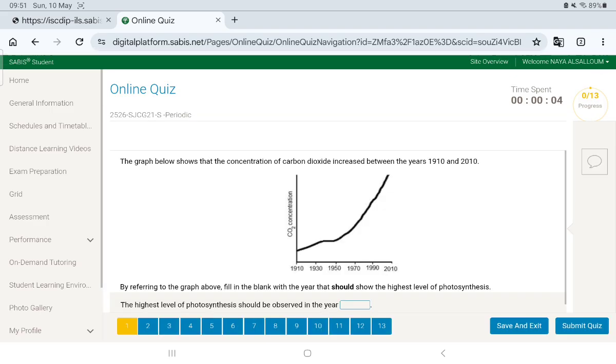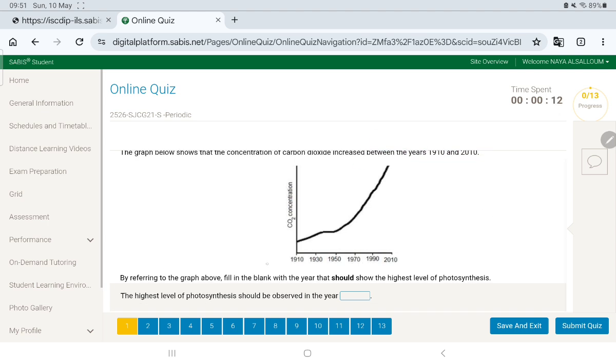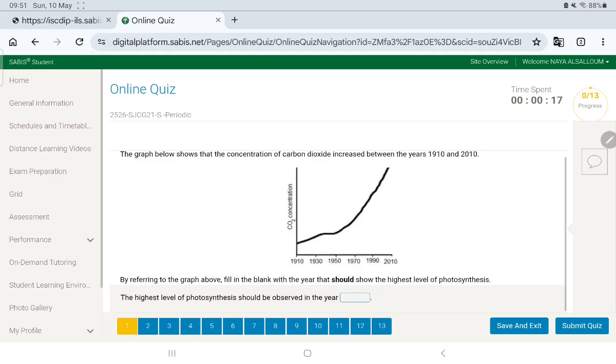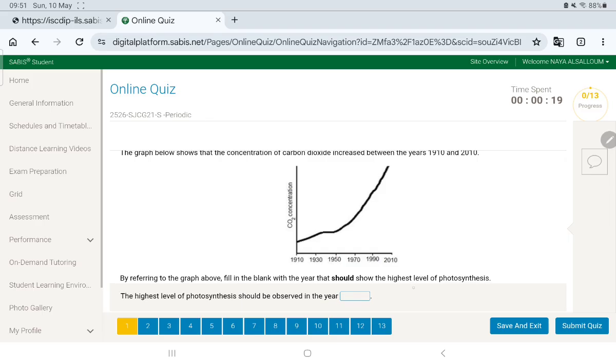The graph below shows the concentration of carbon dioxide increased between the years 1910 and 2010. By referring to the graph above, fill the blank with the year that should show the highest level of photosynthesis.